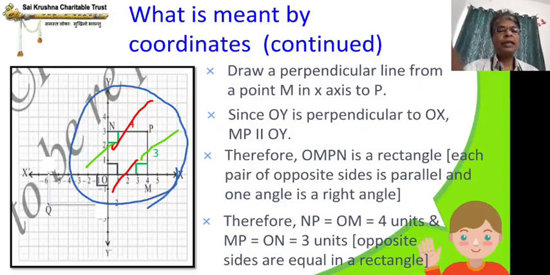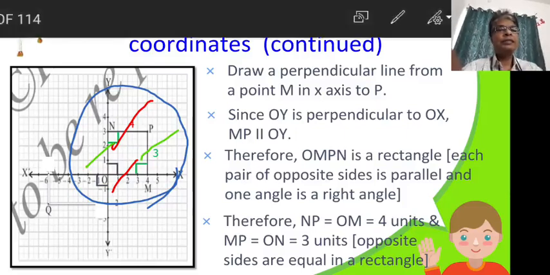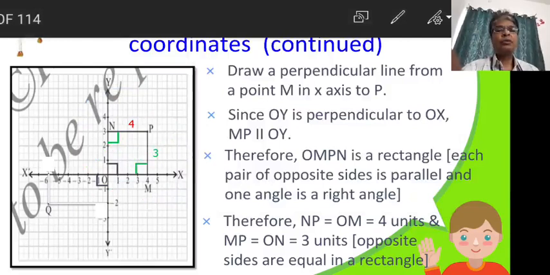Opposite sides are equal in a rectangle, because now NP equal to OM, correct? OM is 4 units, so therefore NP is also 4 units. ON equal to MP, so both are 3 units. I will erase this. So now you can see NP is 4 units, MP is 3 units because they are parallel to the opposite sides. Because in a rectangle, opposite sides are equal, correct? Up to this, hope all of you will not have any confusion.